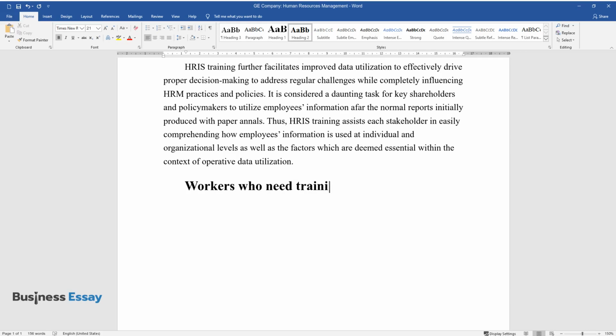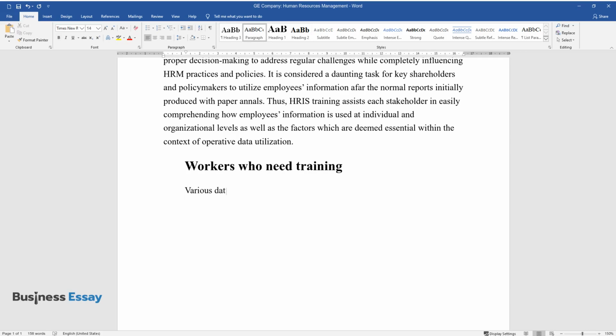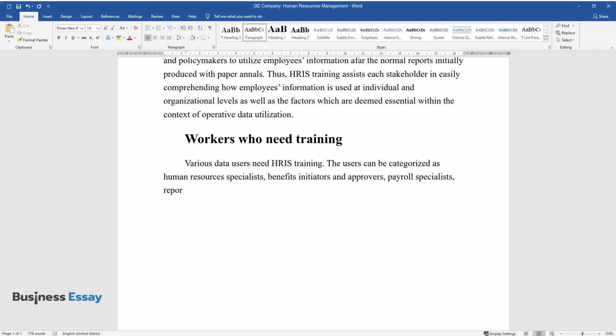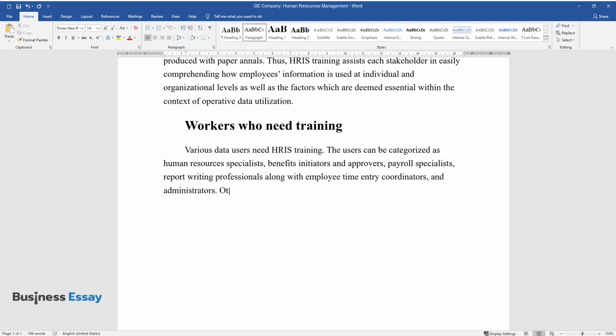Workers who need training. Various data users need HRIS training. The users can be categorized as human resources specialists, benefits initiators and approvers, payroll specialists, report writing professionals along with employee time entry coordinators, and administrators. Other users who require HRIS training are key shareholders and policymakers.